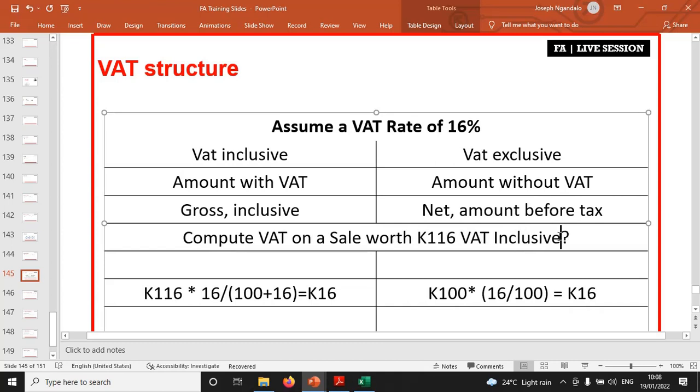Okay? How do you compute VAT in an amount with VAT? Please listen carefully. You will say 116 divided by what? The 16. But on the denominator, don't just put 100. You should also include 16 here. Now, please try it on your calculator, so that we can check whether we are getting the same. How much are you getting?